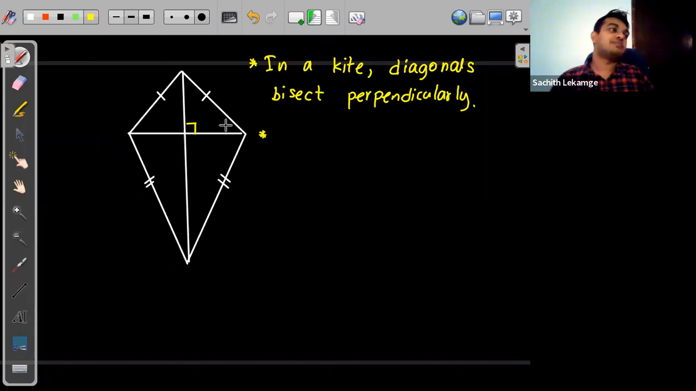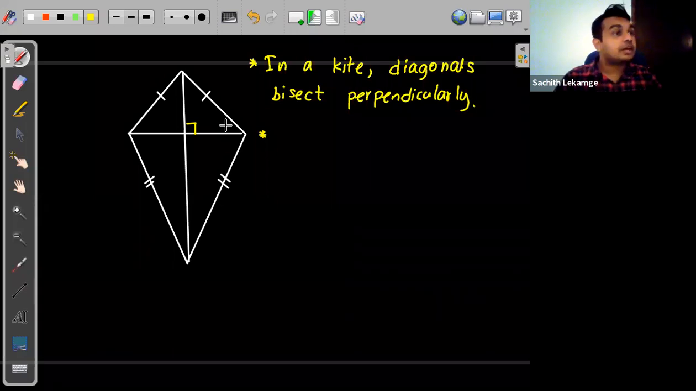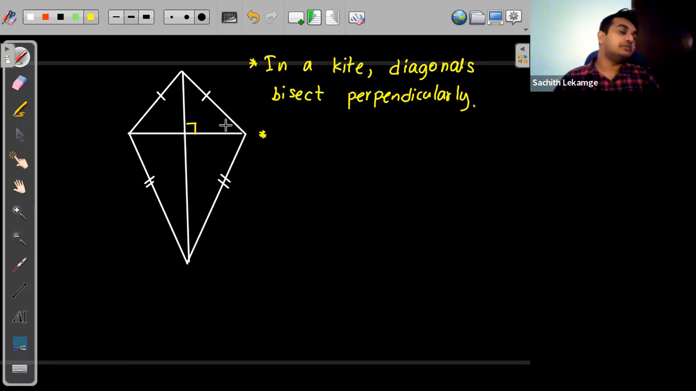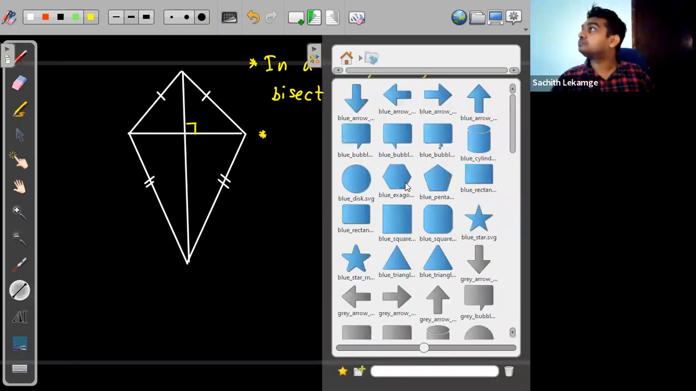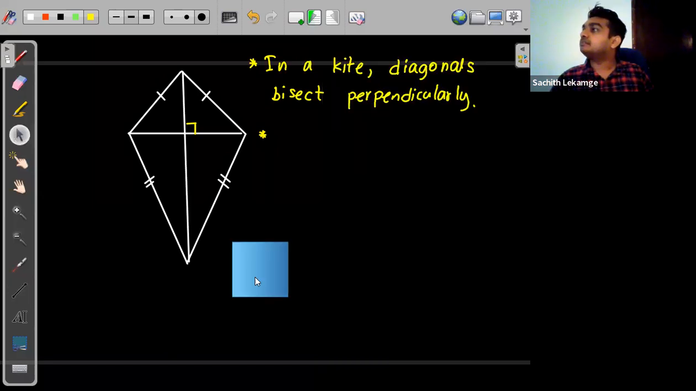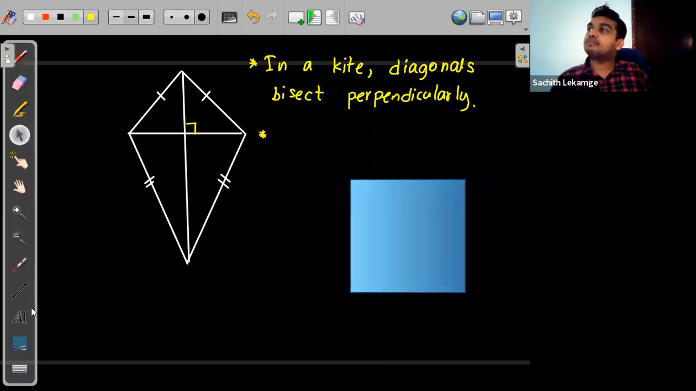What are the quadrilateral types? Rectangle, square, parallelogram, trapezium, rhombus. Right. Out of these shapes, which have perpendicular diagonals? Square has perpendicular diagonals, right? If I take a square, I agree, this has diagonals which bisect perpendicularly.